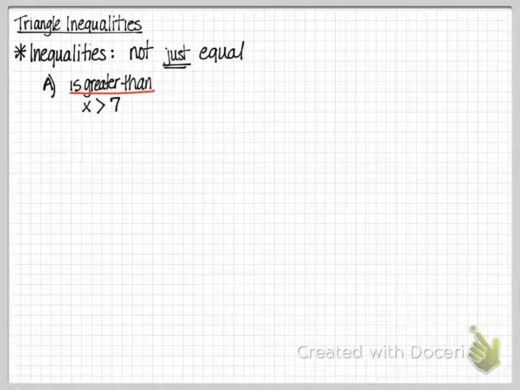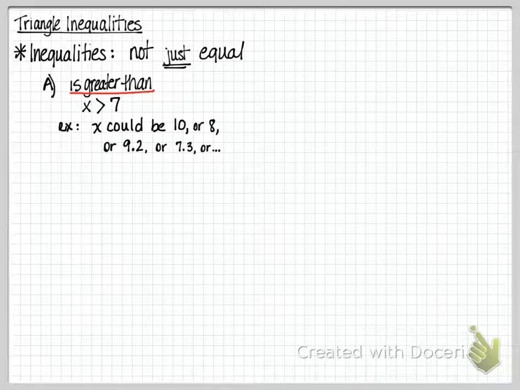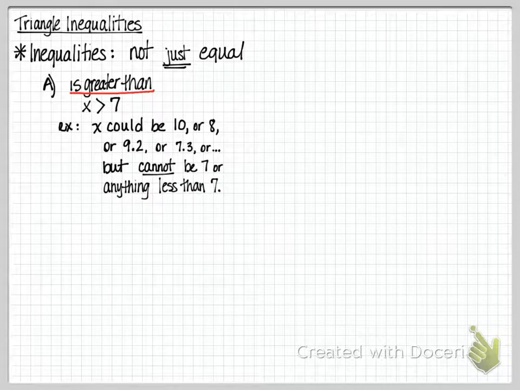So here's an example. We've got x is greater than 7, which means that x could be 10 or 8 or 9.2 or 7.3 or infinitely many different possibilities. But it cannot be 7 or anything less than 7.